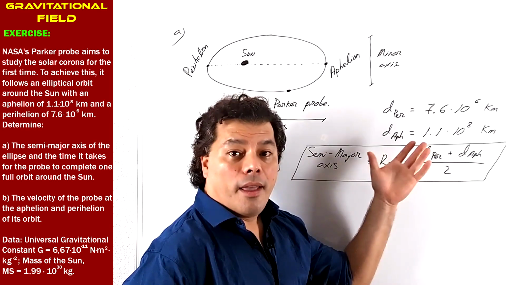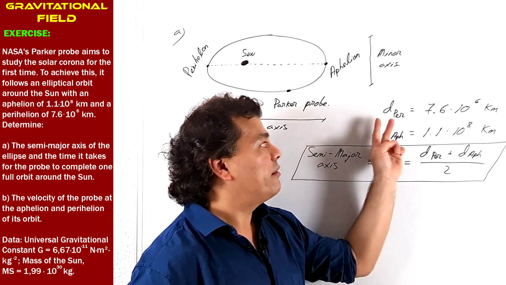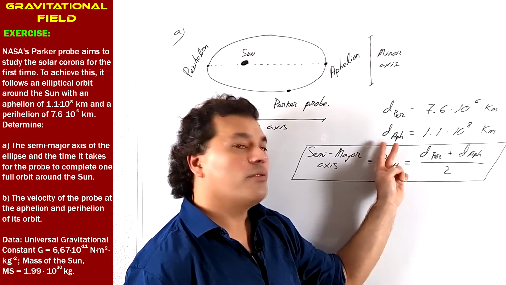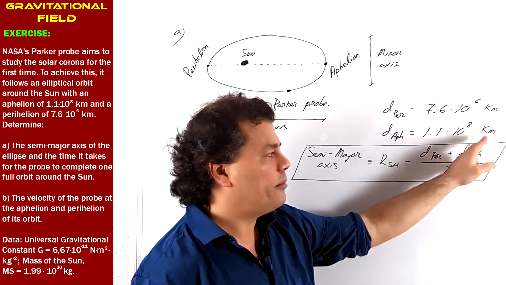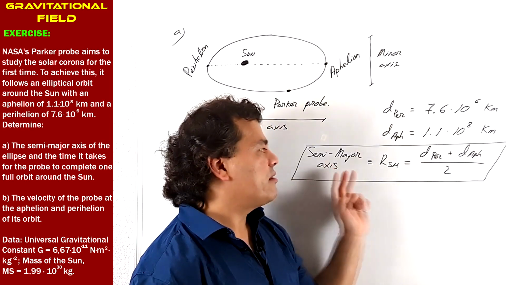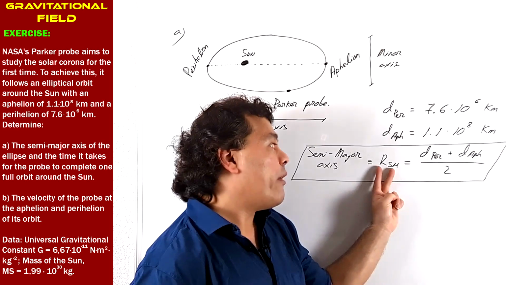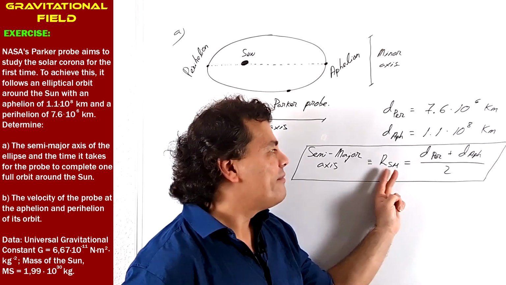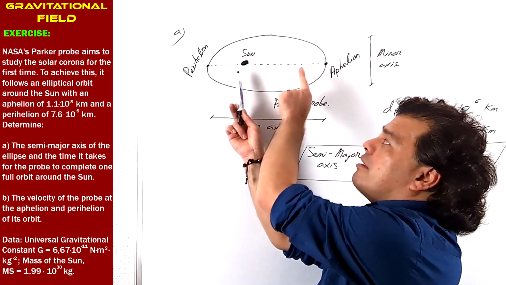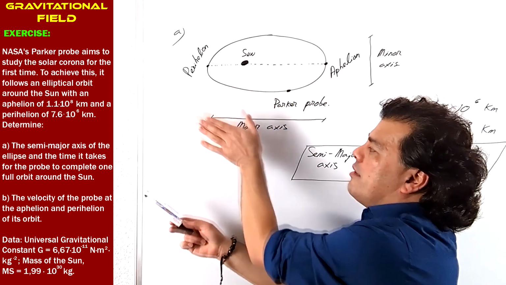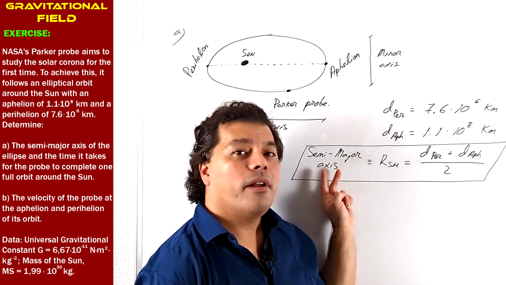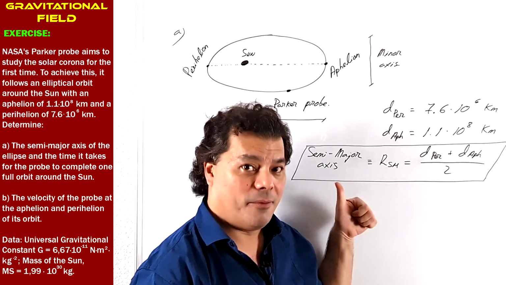That's it. I've placed here the distances we are given in the statement. The distance to the perihelion, 7.6 times 10 to the 6 kilometers, and the distance to the aphelion, 1.1 times 10 to the 8 kilometers. And as I was telling you previously, the semi-major axis, semi-major radius or semi-major distance, whatever you want, will be calculated as distance to the perihelion plus distance to the aphelion, that will be the major axis, but we are dividing it by 2 because we are asked to calculate the semi-major axis.